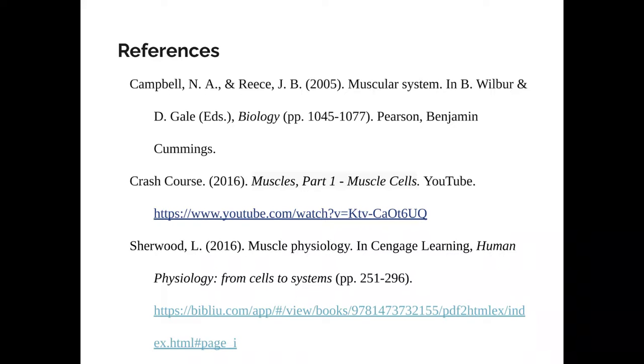So I hope you enjoyed. That's how the muscle structure aids in contraction of a muscle. Take care.